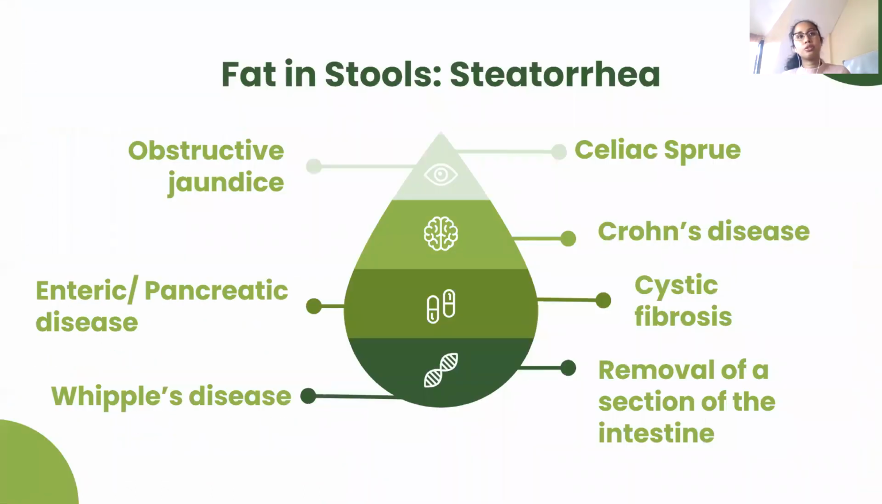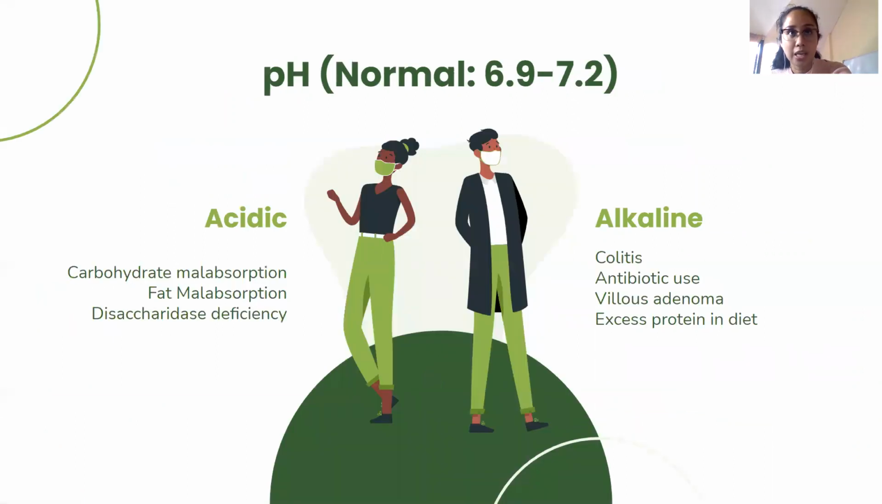Okay. So, class, if there is excess fat in stools, we call it steatorrhea. These are just examples of diseases wherein you could have fat in the stool: obstructive jaundice, celiac sprue, pancreatic disease, Whipple, cystic fibrosis, Crohn's disease, and if there is a removed section in the intestine from surgery.